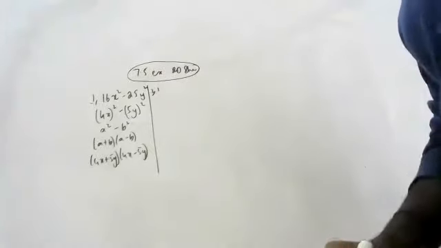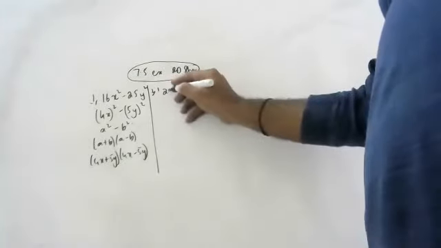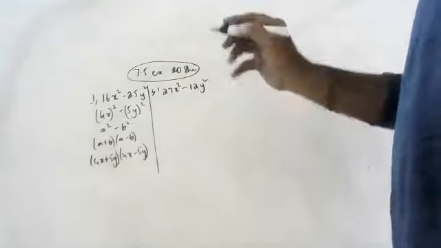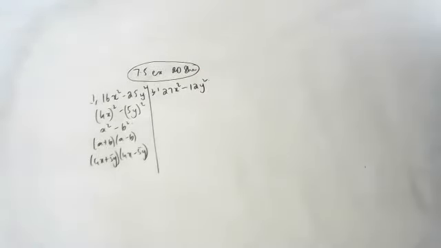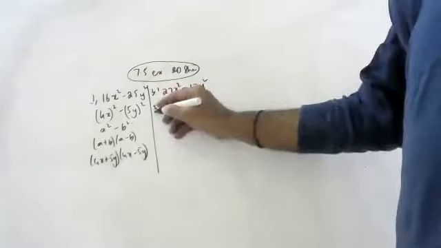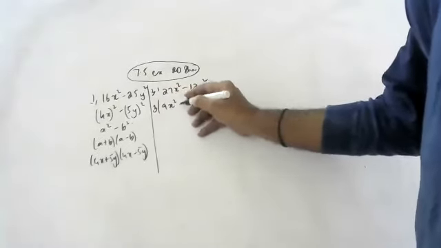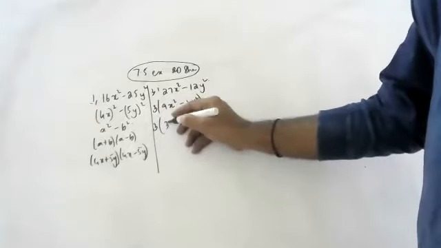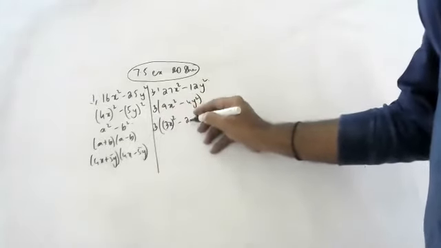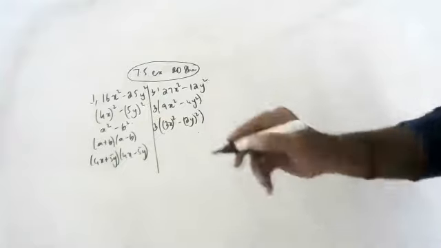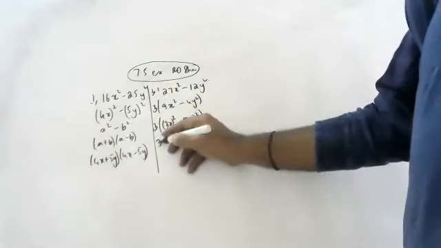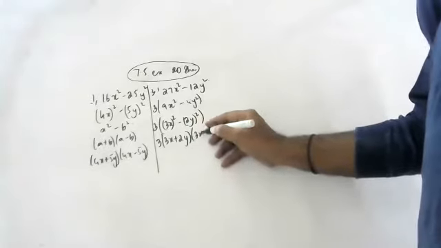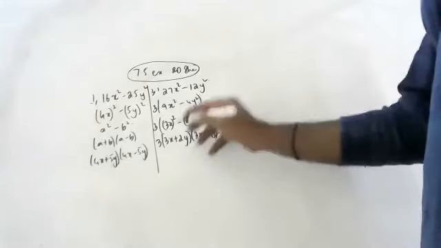Yeah, so here you want to tell the next sum also. 27x square minus 12y square. Take 3 common, Surya. Solve it yourself. 3 into 3x whole square minus 2y whole square. Okay, it is in the form of 3 into 3x plus 2y into 3x minus 2y.